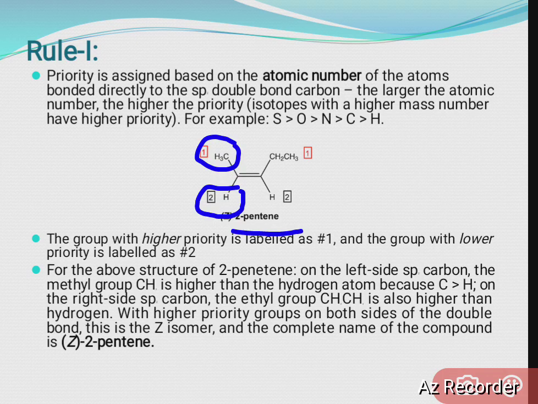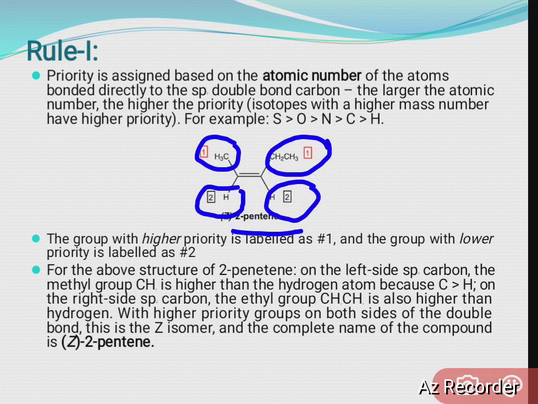Similarly here also, one is an ethyl group, the other is hydrogen. Hydrogen's atomic number is 1. The carbon atom which is attached to this double bonded carbon atom has the priority, and its atomic number is 6. Hence this has priority 1 and this has priority 2.